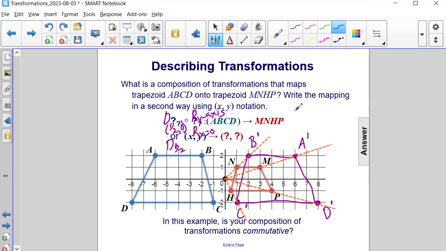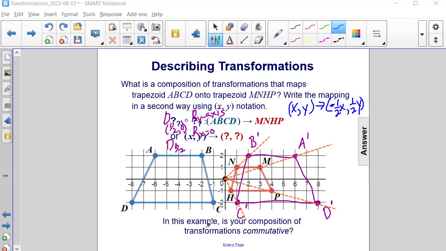Now the next thing that we need to do is we need to determine the formula. (x, y) goes to what? Well, when we reflected it across the y-axis, our x-coordinates changed signs. That means the x-coordinate is going to be a negative, and then instead of it remaining just as x, we multiplied each x and y coordinate by 1/2. So we have negative 1/2 x and then 1/2 y.